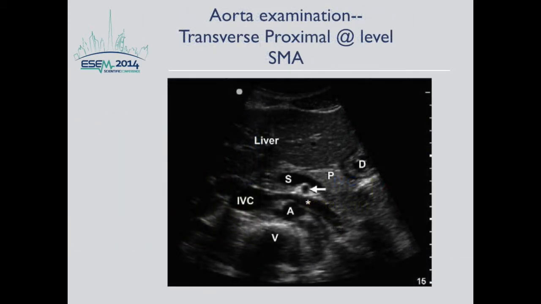This is a still image of the same level, a transverse view of the proximal aorta at the level of the superior mesenteric artery, highlighting the same vessels that we discussed earlier.